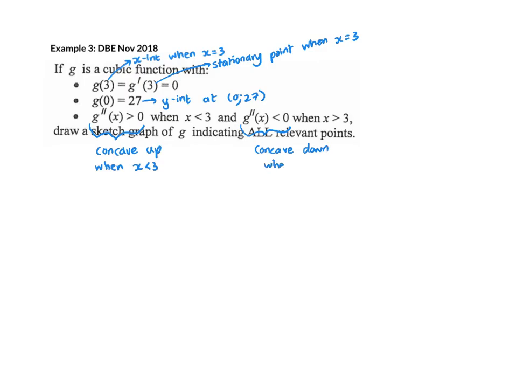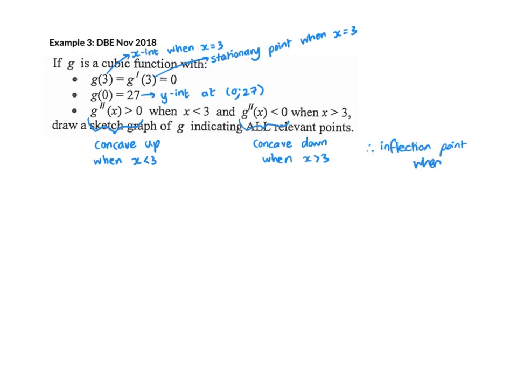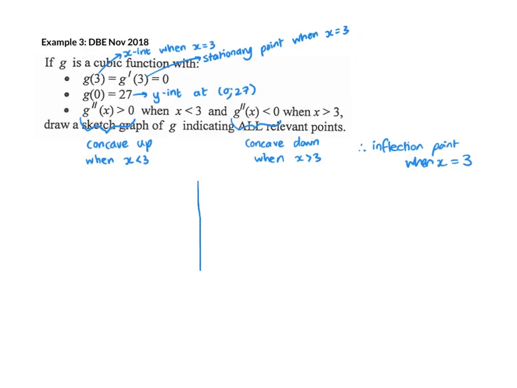Now, if I have a position on the graph where the graph changes concavity, it means I have an inflection point. So when x is 3, I have an x-intercept, a stationary point, and an inflection point. This means that my graph is not going to have the normal up, down, up kind of shape, but rather something will change at x is 3. So let's put the concavity change in. Concave up first, concave down second. And then I can add in the y-intercept. And that will be my sketch.